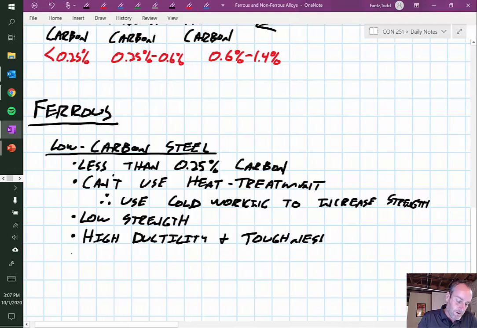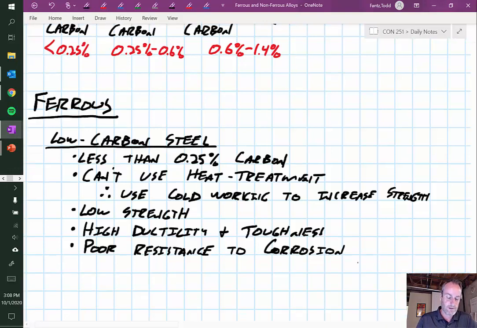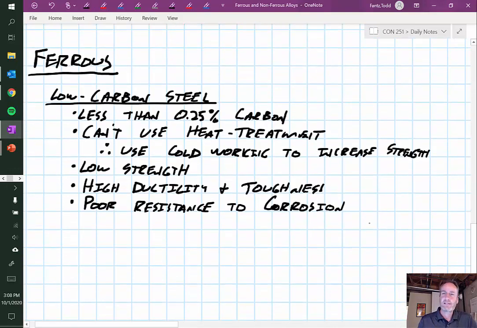It does have a poor resistance to corrosion. It will corrode easily. And of course, you probably know that all these iron-based metals, iron, when it reacts with water or the humidity in the air, begins to rust. And that's somewhat what we're talking about when we talk about corrosion. You would see this low-carbon steel used in something like car bodies, screws, nails, also in structural steel. But let's move on to medium carbon steel.